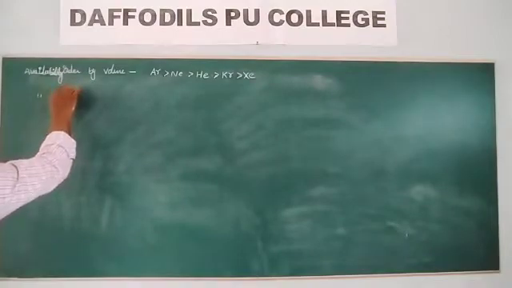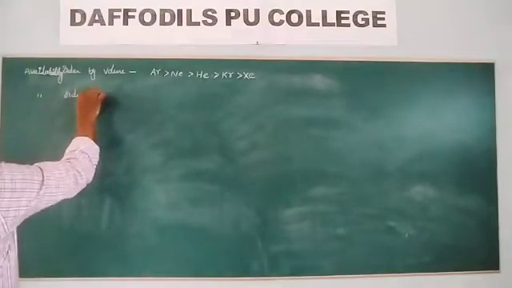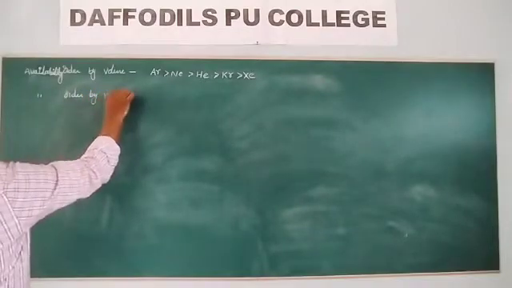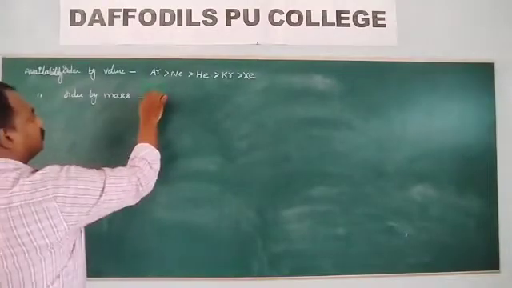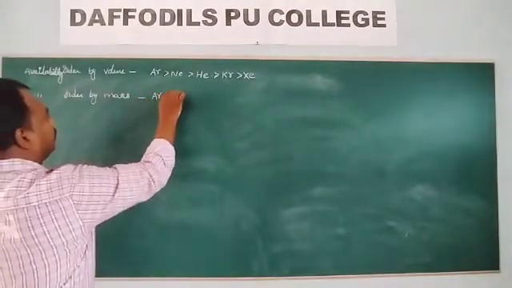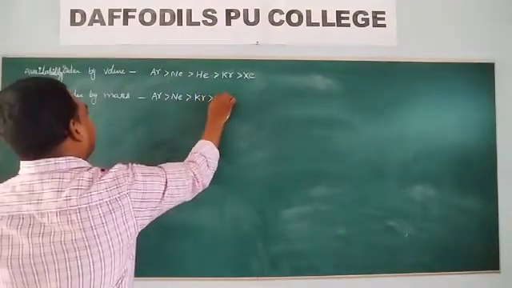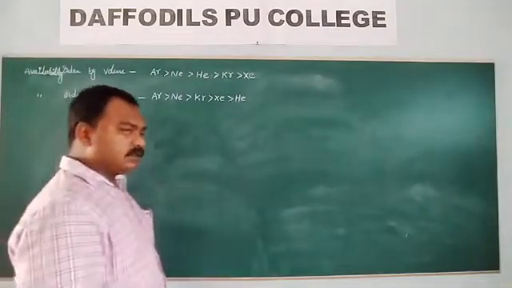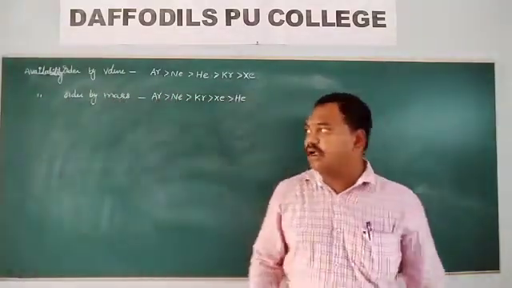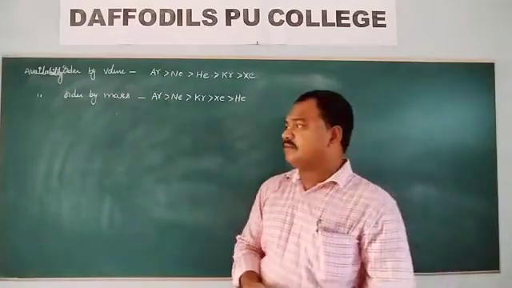Now the availability order by mass. When weight is taken, what is the availability order? Argon greater than neon greater than krypton greater than xenon greater than helium. So this is the availability order by mass of these gases in air.